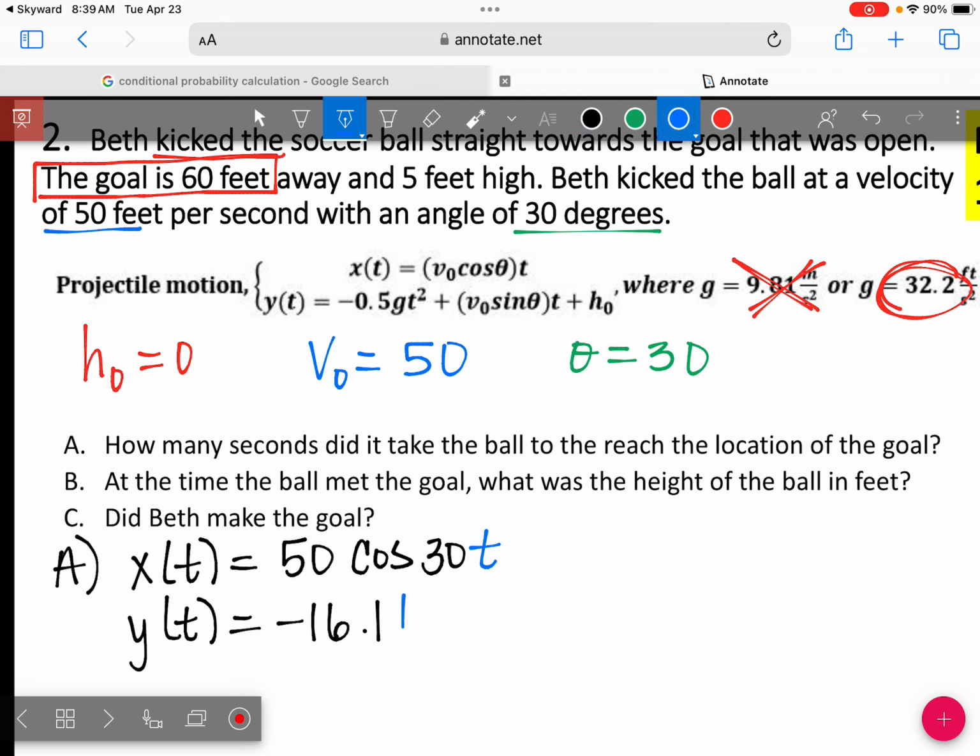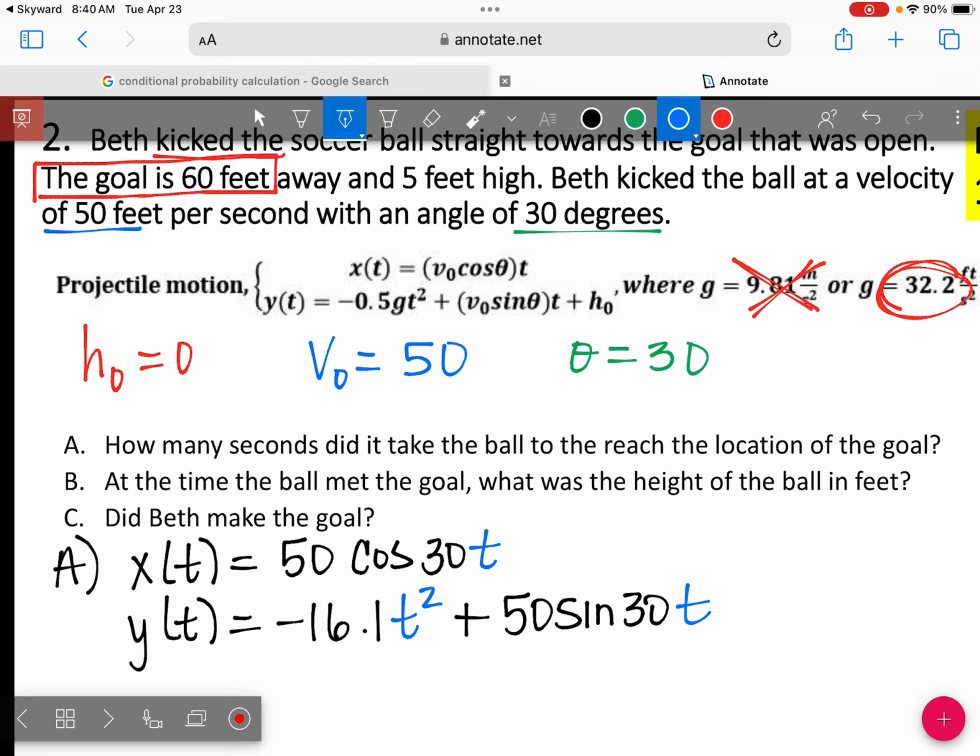And it's t squared plus 50 sine 30 t. And then my initial height is 0. So again, I don't put the plus 0 whenever my initial height is 0. So it's important that you're able to at least write these equations.